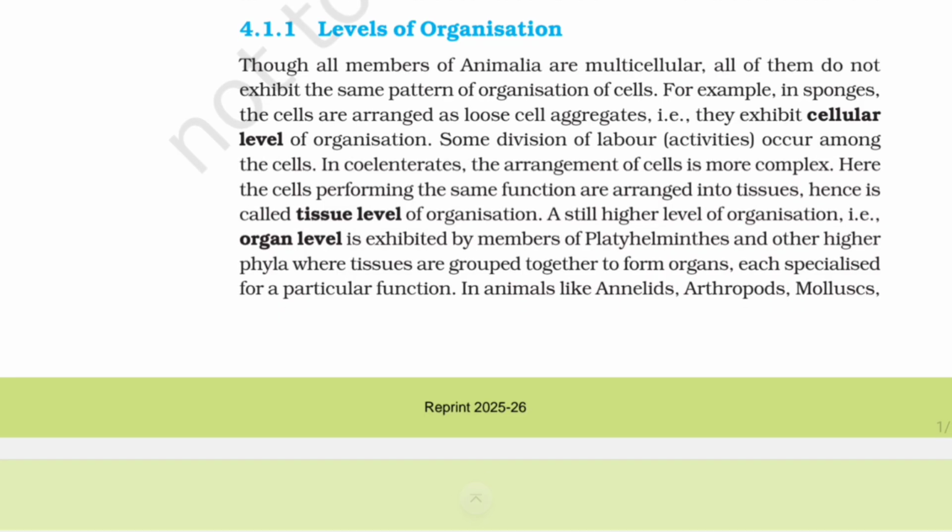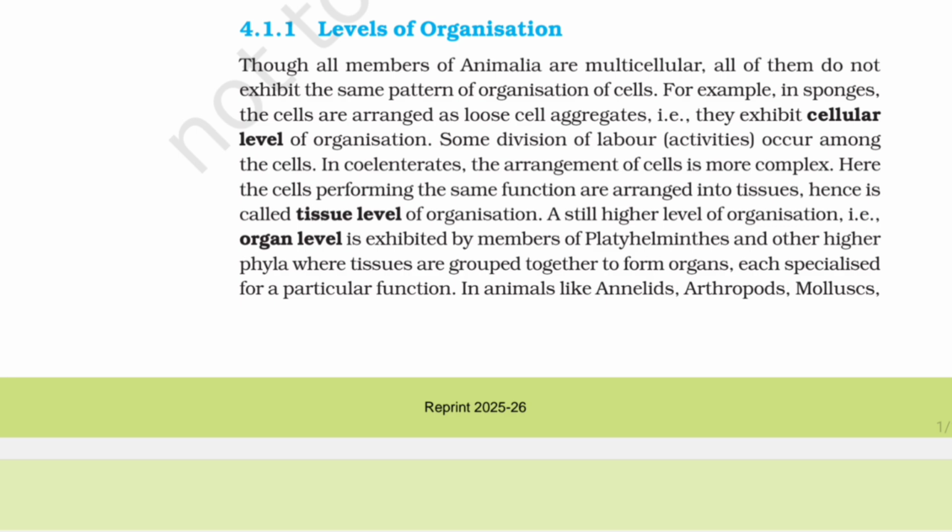4.1.1 Level of organization. Though all members of Animalia are multicellular, all of them do not exhibit the same pattern of organization of cells. For example, in sponges, the cells are arranged as loose cell aggregates, that is, they exhibit cellular level of organization. Some division of labor occurs among the cells. In coelenterates, the arrangement of cells is more complex. Here, the cells performing the same function are arranged into tissues, hence it is called tissue level of organization.